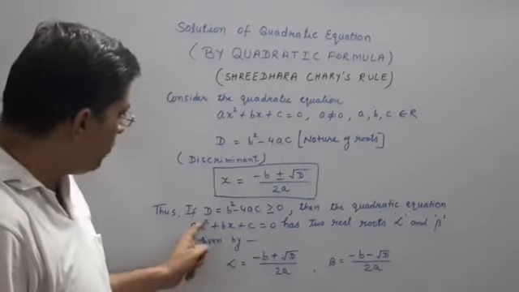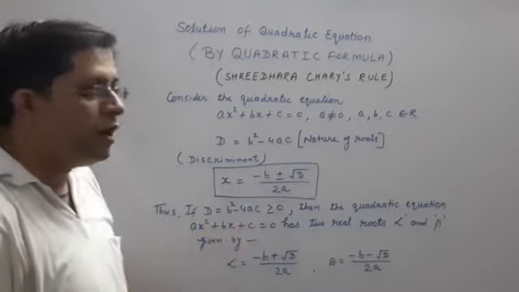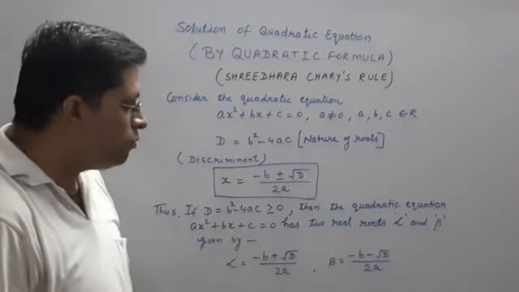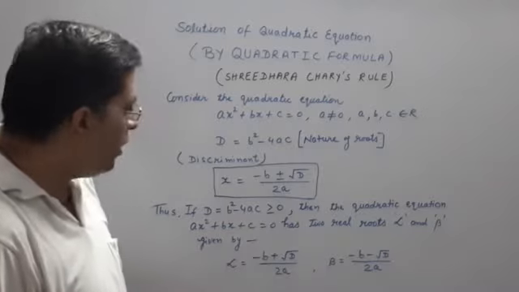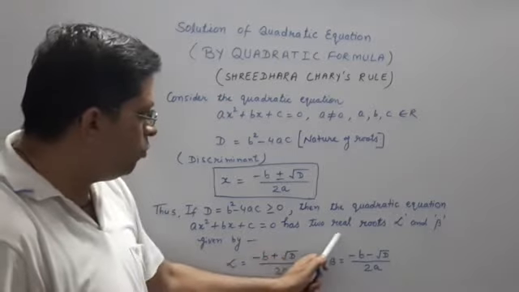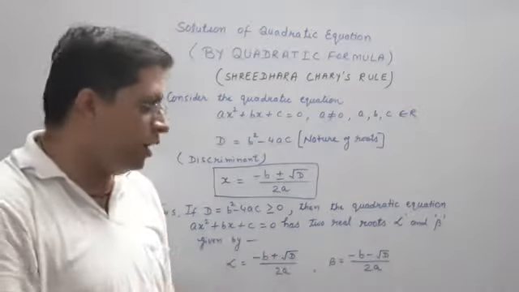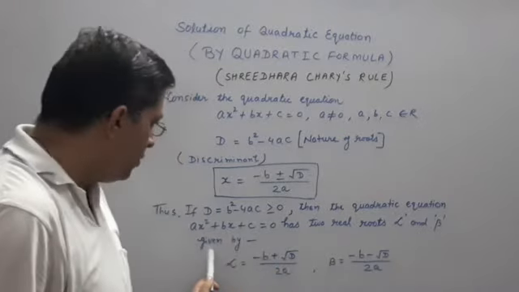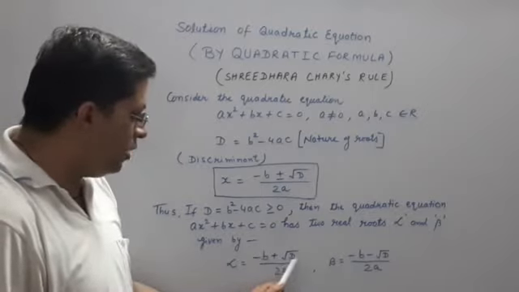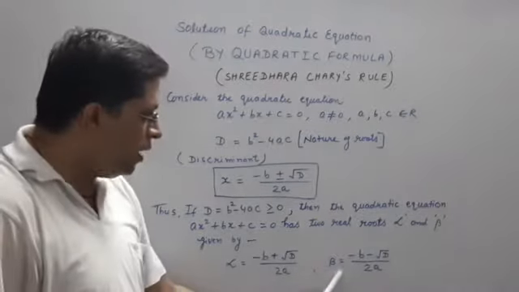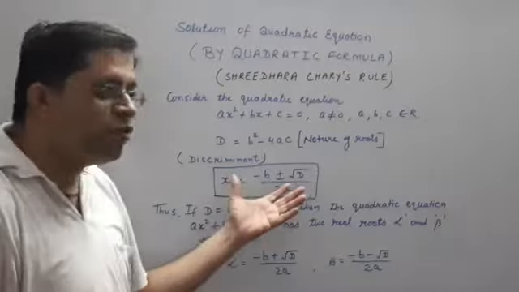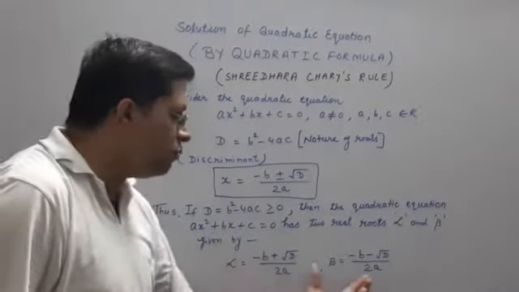What is the condition? If D is equal to b square minus 4ac, that we know. If D is greater than or equal to 0, then the quadratic equation ax square plus bx plus c equal to 0 has two real roots. Let's say two roots are alpha and beta. Alpha will be minus b plus under root D upon 2a, and beta is equal to minus b minus under root D upon 2a. So with the help of this formula, Sridharacharya, you can easily get roots of this quadratic equation.